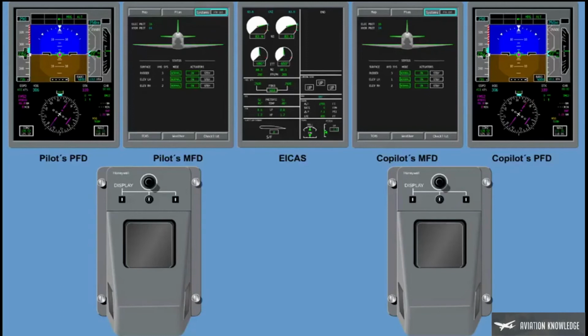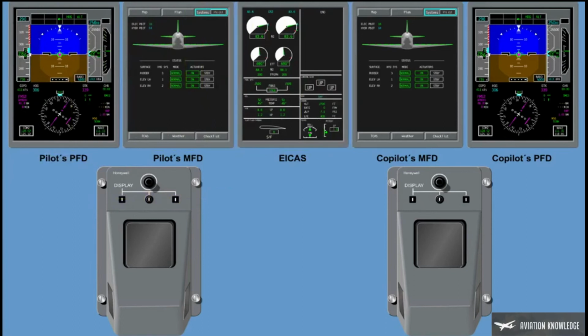The cursor control device, CCD, controls in detail are three format locating buttons. On the pilot's CCD, the left button places the cursor on the pilot's PFD. The center button places the cursor on the pilot's MFD. The right button places the cursor on the EICAS.